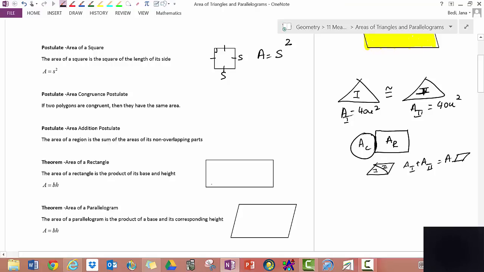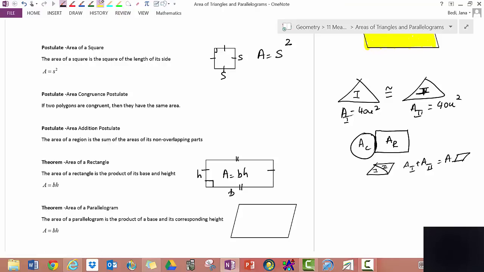Area of the rectangle is base times height. So usually we call the horizontal side the base and the other one height, although there is no reason why you could do it the other way. The area of a rectangle, and rectangle opposite sides are congruent, area is base times height. A parallelogram is really a tilted rectangle.